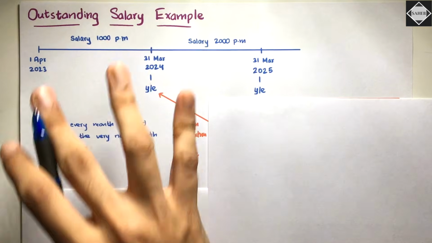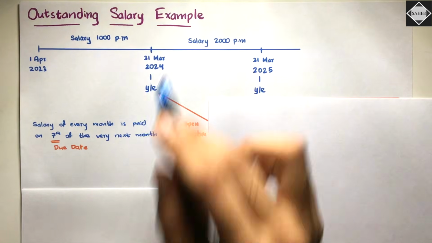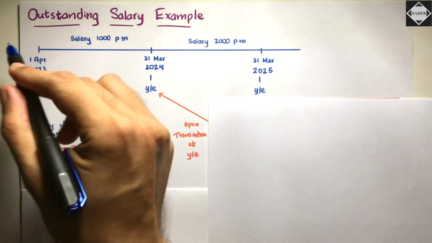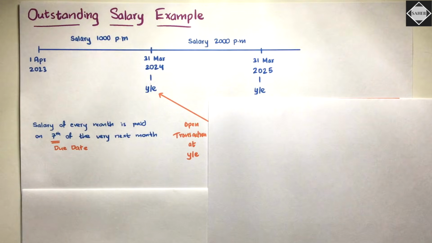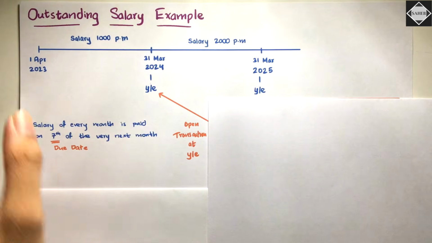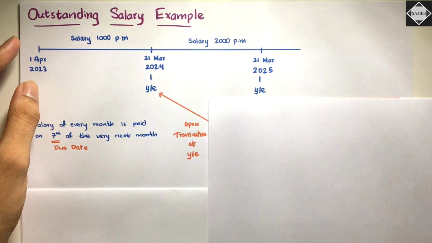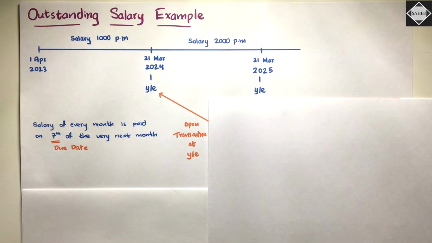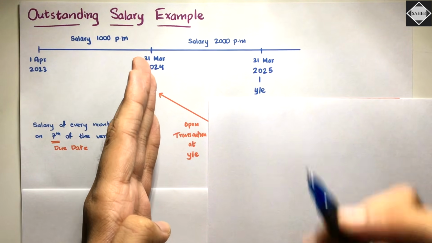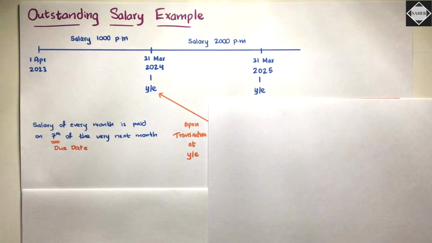Now see here we have the practical example of outstanding expenses. It's really simple and straightforward. And I have taken the example of salary only. So, outstanding salary. See here we have this practical example spanning 2 accounting periods. The first accounting period starts on 1st April 2023 and ends on 31st March 2024. And then the next accounting period starts on 1st April and ends on 31st March 2025.